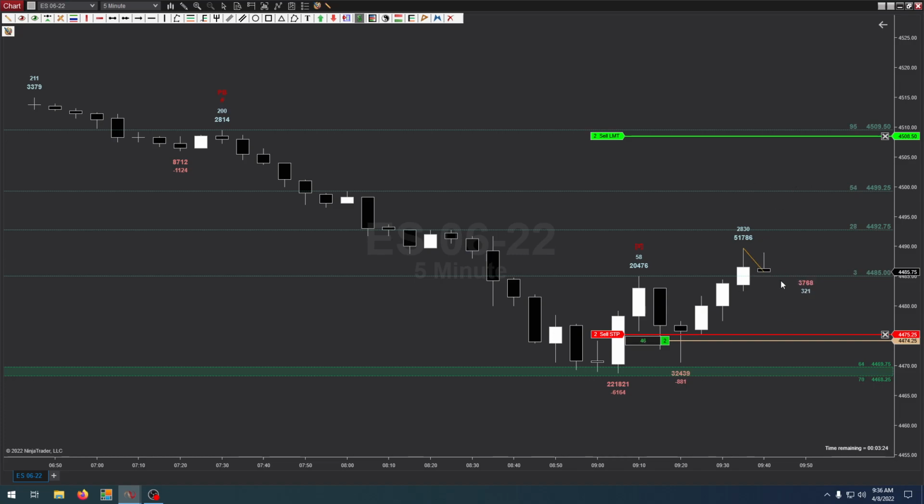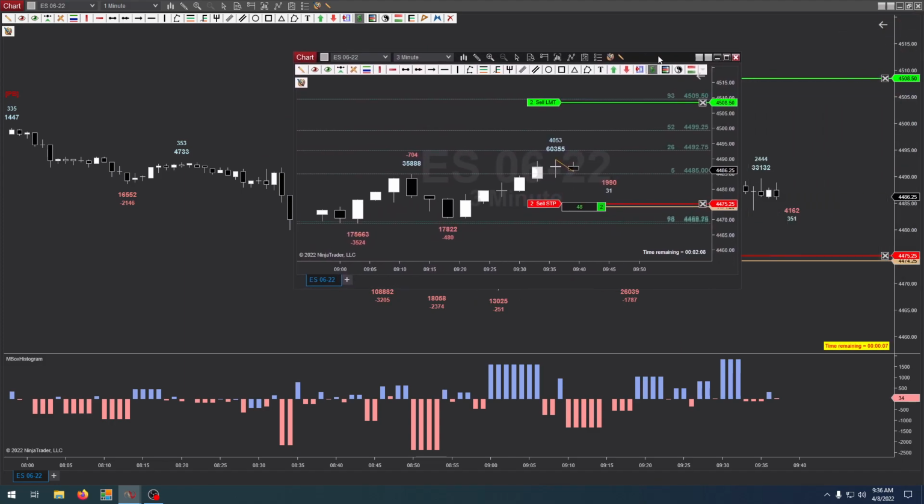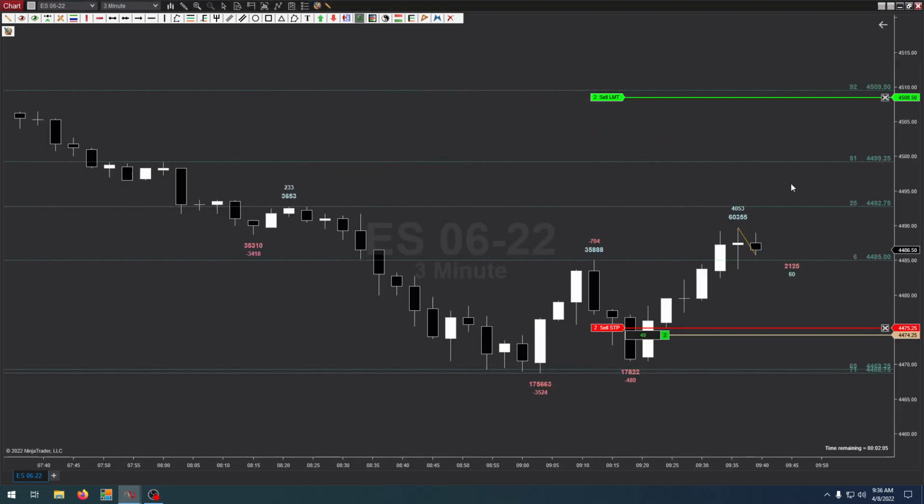Okay, it's coming back down to retest this level right here. And that is part of confirming a swing short also, which is what we're also trying to do on the 3 minute. But we do have a positive volume delta on both of them right now.